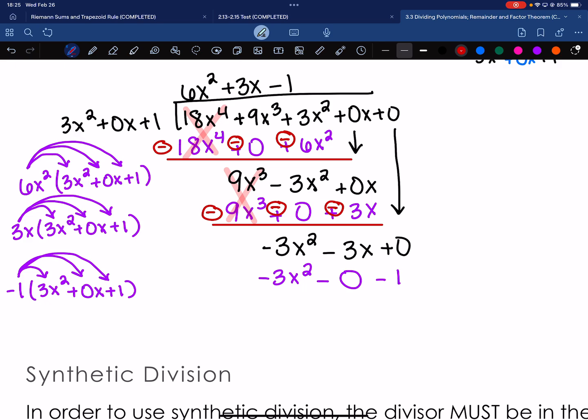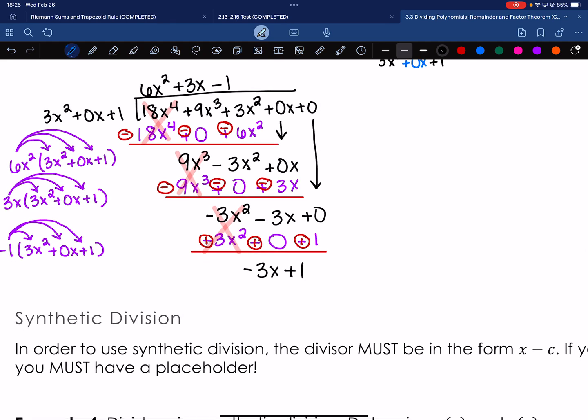From here, draw your line. Change all your signs. So they were all minus signs. They all changed to the opposite, which is positive signs. Negative 3x squared plus 3x squared cancels out. Negative 3x plus 0 is a negative 3x. 0 plus 1 is a plus 1.